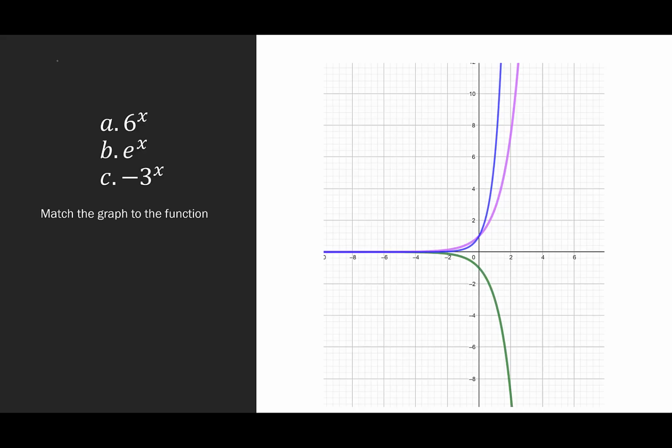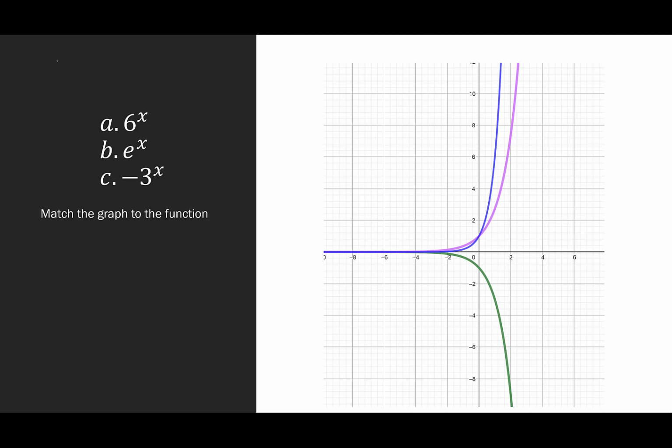So let's use that idea that we can look at the base and see if we can figure out what's going on in this picture. So this picture has 3 curves. There's a blue one that's closest to the y-axis. There's a purple one that's a little farther out. And then there's a green one that's underneath the x-axis altogether.